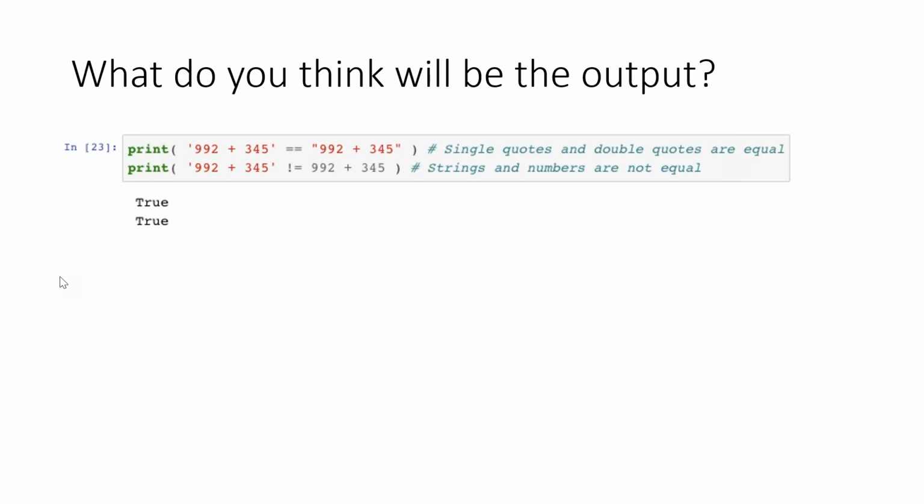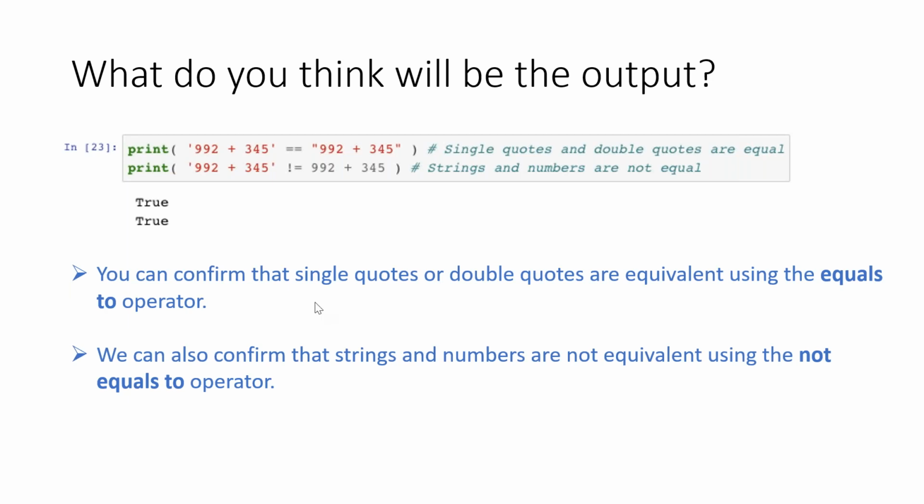Are you with me? Yes. Okay. So you can confirm that single quotes or double quotes are equivalent using the equals-to operator. And we can also confirm that strings and numbers are not equivalent using the not-equals-to operator. This is actually the not-equals-to operator, we just missed it. Okay, so let's go on.